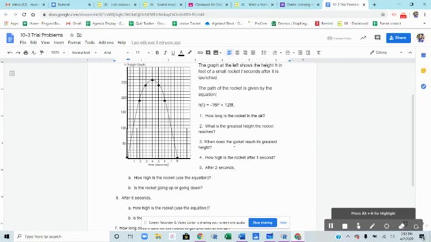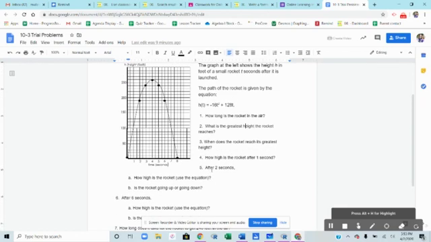When does the rocket reach its greatest height? So it reaches 260. If you follow this line down to look at your time, you see that your time is 4 seconds. So it reaches its greatest height after 4 seconds. Next question is, how high is the rocket after 1 second? So if we look at our 1 second, then we come up and look at our graph, then we come over and look at our y value. We see that it is at 100 feet. After 1 second, it is 100 feet in the air.